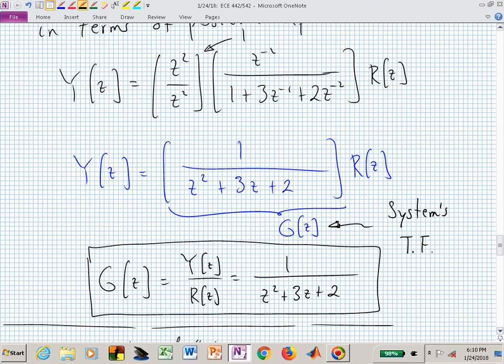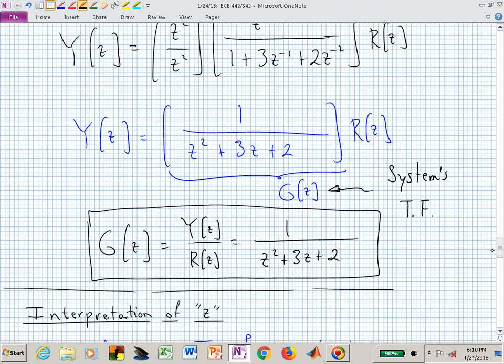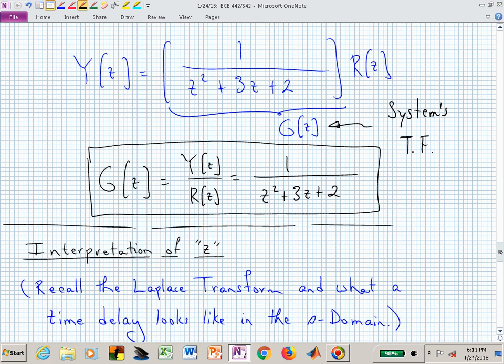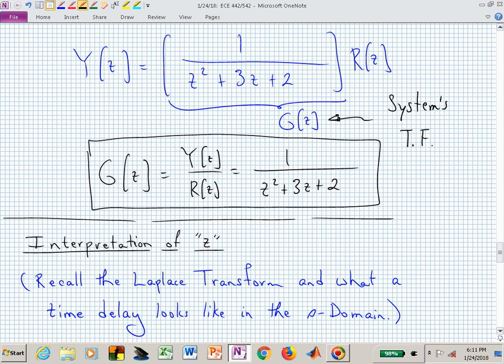Other questions? Now that we've been playing with z, let's see if we can understand a little bit more or find an interpretation of that variable z. And now we want to connect with what I'm hoping you're already very familiar with, which is the Laplace transform. Do you remember what a time delay looks like in a Laplace transform?